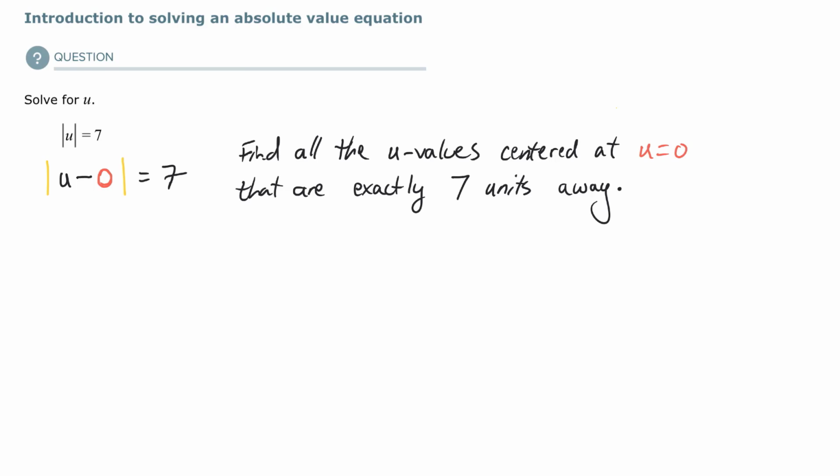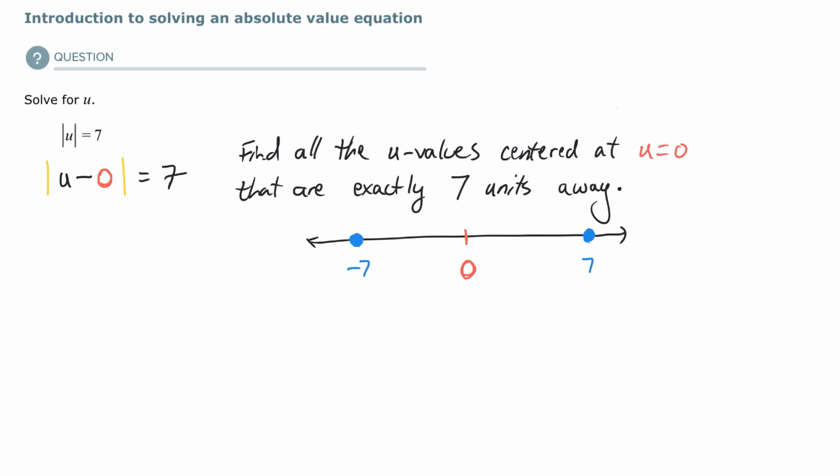So visually, all you gotta do is draw a u number line, and it's centered at 0. And what's exactly 7 units away, or 7 distance units away? Well, it's either 7 or it's either what? -7. So those are your two answers. And we're going to shade only those two answers by symbolizing it with a solid dot on the number line.